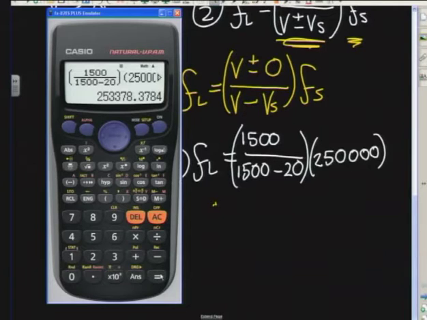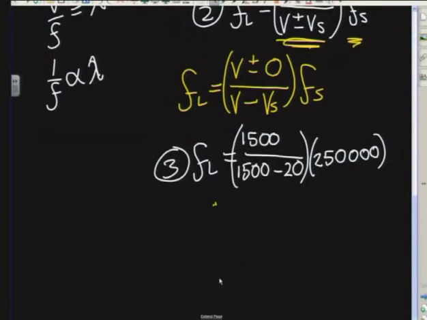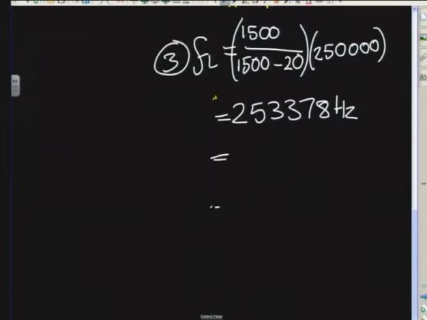And guys, there it is, 253,378. So there we've got 250,000, 53,378 hertz. Now guys, you can change that into kilohertz if you really want to. If you want to divide it by 1,000 to get back into the same unit that they gave us. But guys, please leave your original hertz there because they're looking for your SI units. So 253.38 kilohertz. There it is.